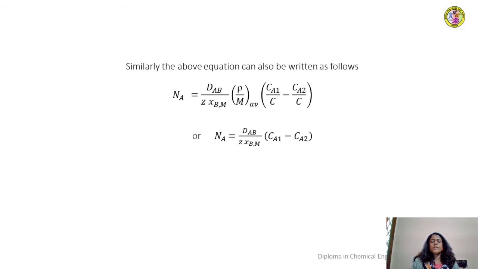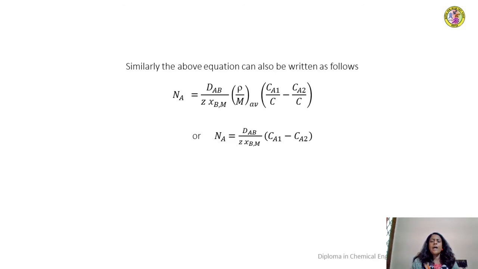So the above equation, in the same way as we did in diffusion within the gas phase, can be written in terms of other types of concentrations. So NA is equal to DAB by Z xBm into rho by M average into (XA1 minus XA2), which can be written as (CA1 by C minus CA2 by C). Now that C being common in both the terms inside the bracket can be taken outside the bracket.